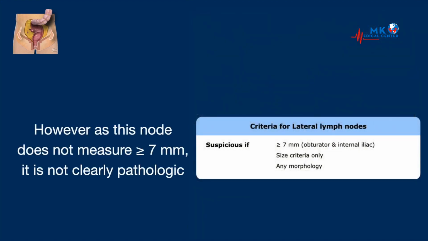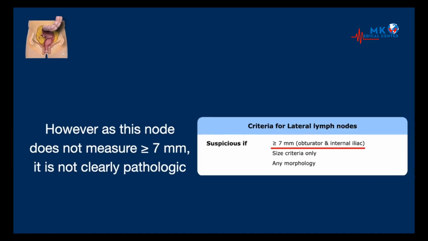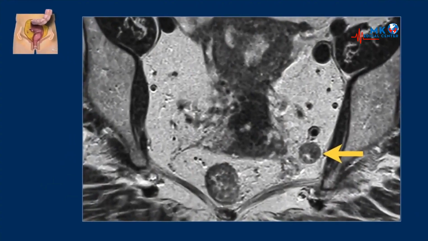Because the criteria for these lymph nodes lateral to the mesorectum are different. Only size matters, so they need to be 7 mm or more, like in this case, where there clearly is a pathological lymph node just lateral to the mesorectal fascia in the left obturator space. So we need to mention this in the report.